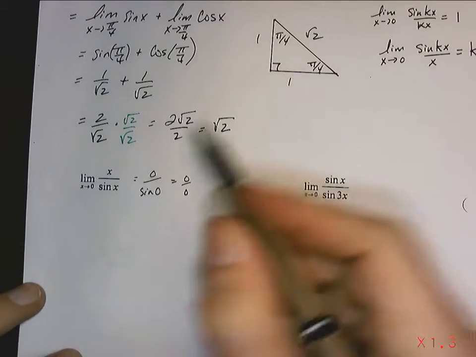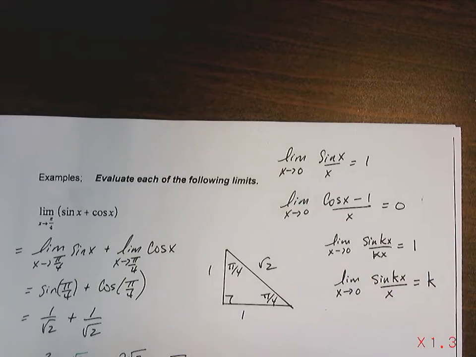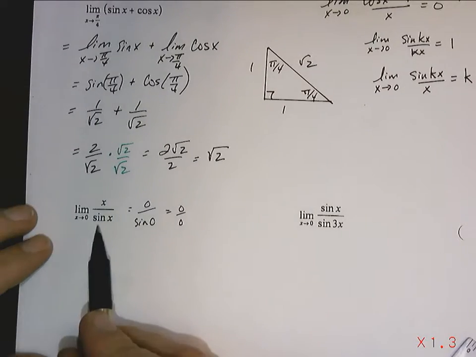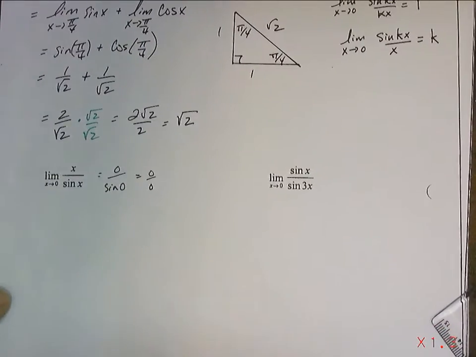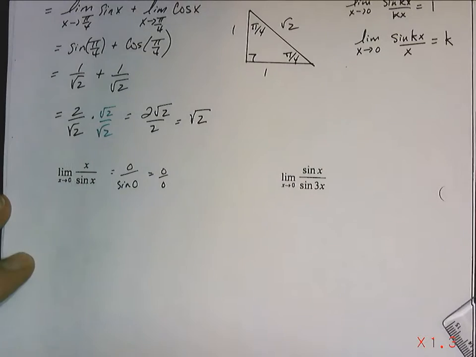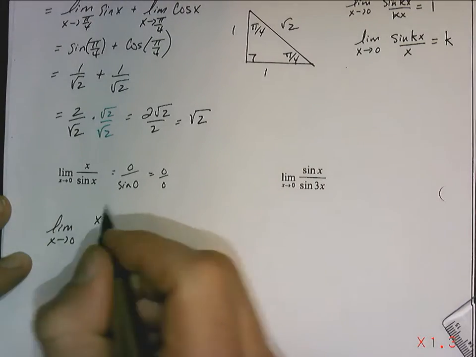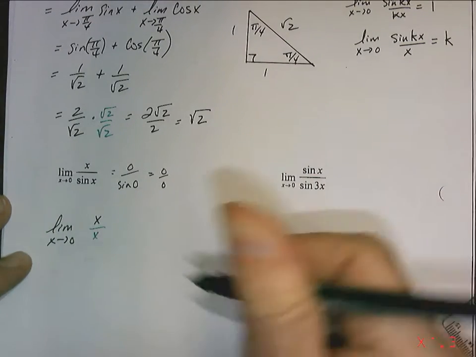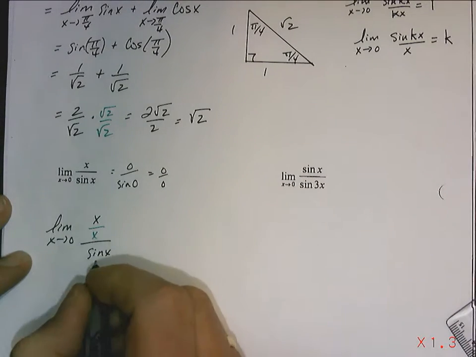So this looks like this one. So I'm going to try to make it that. I'm going to do whatever I can to make this look like a bunch of these so that I can evaluate them. Well, there's a bunch of different ways to do this. Why don't we divide top and bottom by x? So let's think about this for a minute. I want to divide the top by x, and I want to divide the bottom by x. This isn't the only way to do this question.